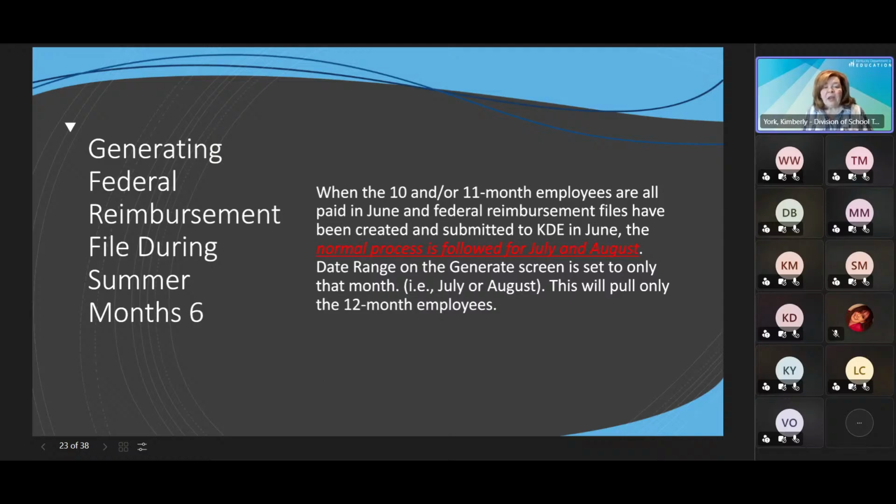When the 10 or 11-month employees are all paid in June and federal reimbursement files have been created and submitted to KDE, the normal process is followed for July and August. So now you've moved into the month of July, you've paid your 12-month people. When you run a federal reimbursement dated July 1 to July 31st, it's only going to include people that were paid in July, and that should only be your 12-month. So your July federal reimbursement would be normal. Same for August. When you run August 1st to August 31st, you should only be including those 12-month people on that report.